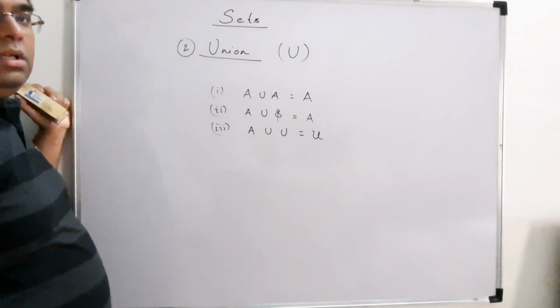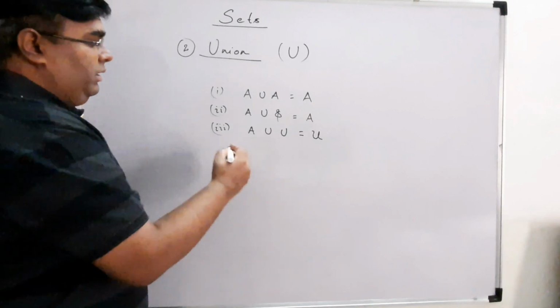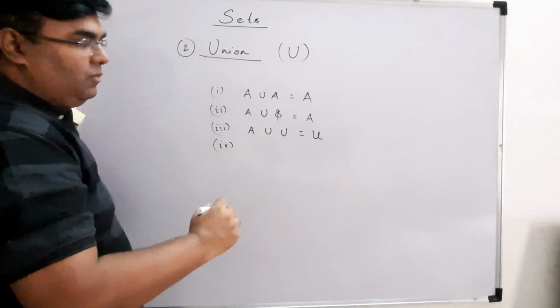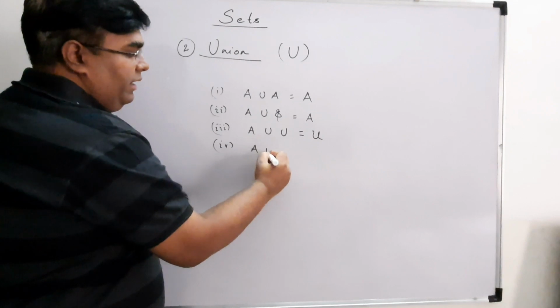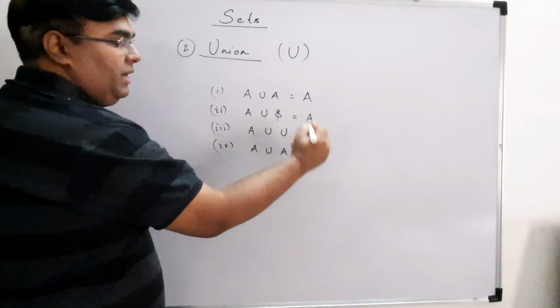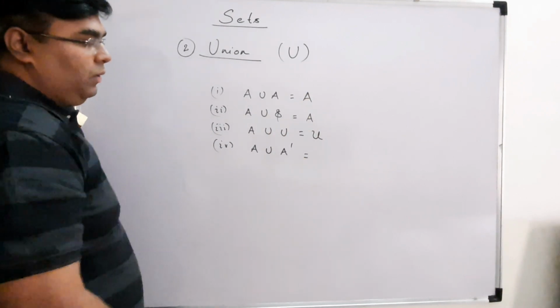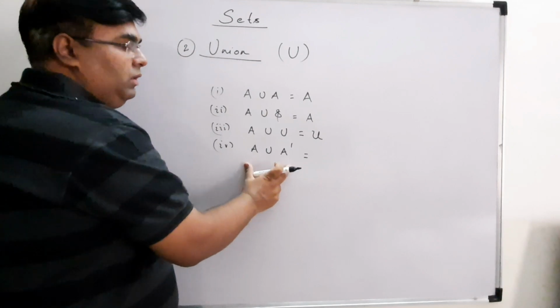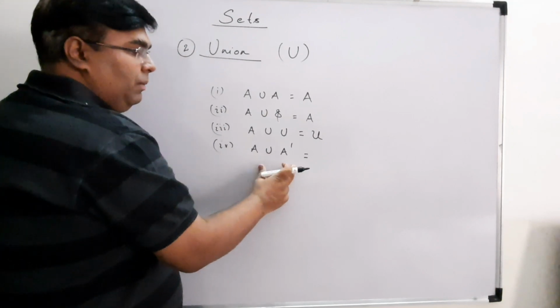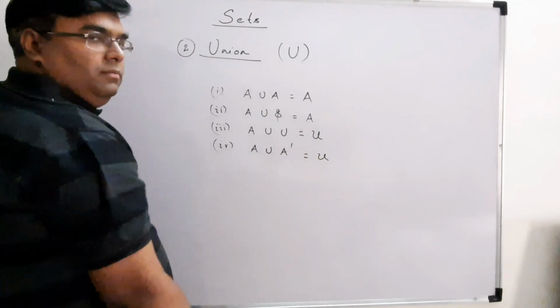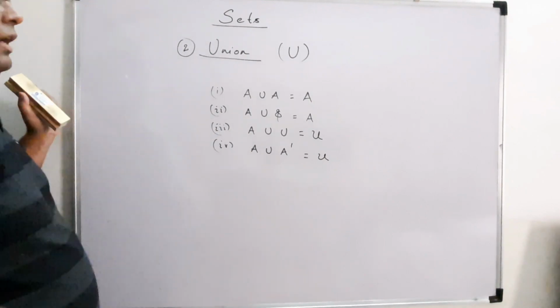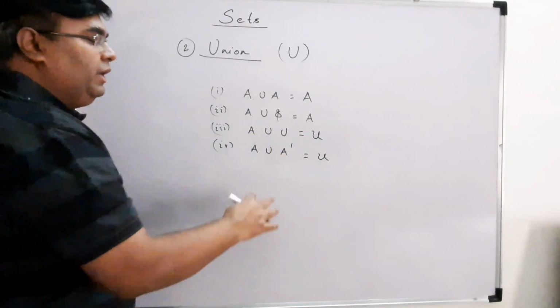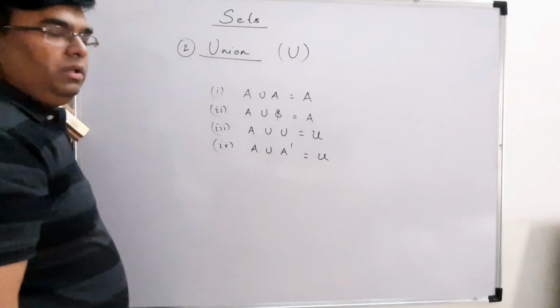Now let us talk about one more thing: A union A complement. If you take all the elements from A and A complement, you will get U again. A union U is also U, and A union A complement is also U.